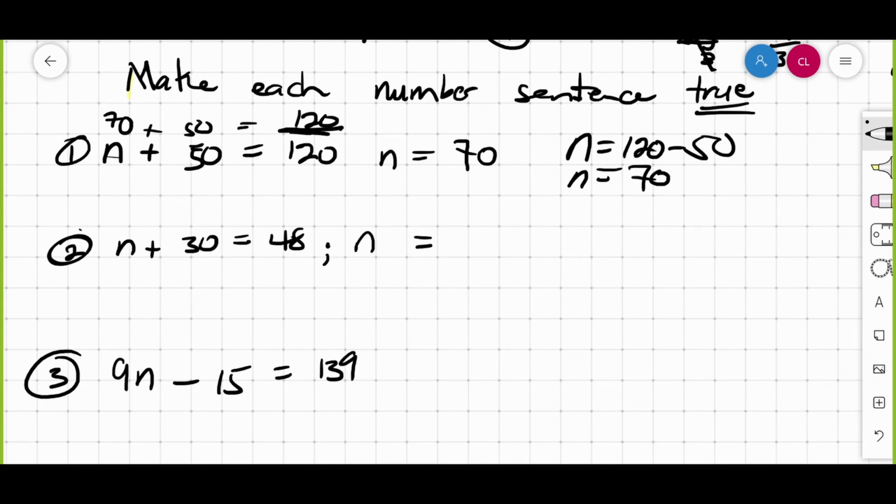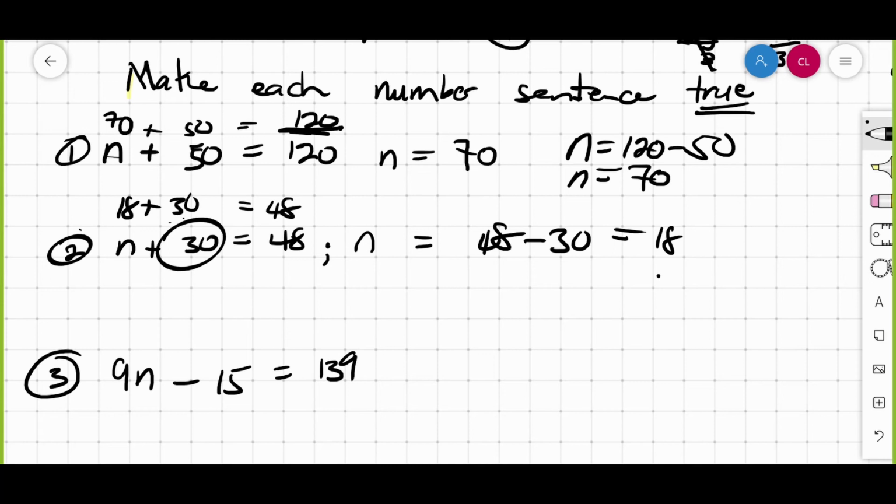So we're going to take 30 from this side, and then we need to take it from this. So N would be equal to 48 minus 30, and this would be equal to 18. And if we were to put it back, 18 plus 30 should be equal to 48. And if we add these two, we get 48 being equal to 48. And once we get the same value on two sides, we know that we're good.